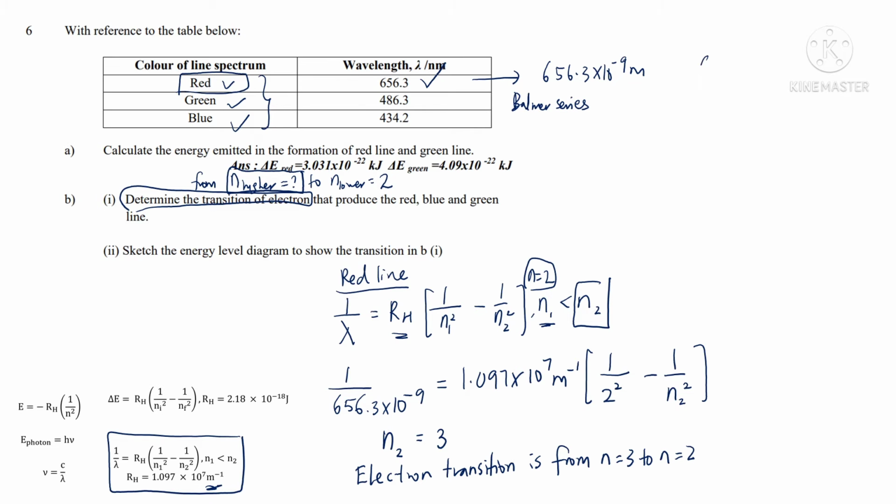And for the green line, we do the same thing. Use the Rydberg equation for wavelength.